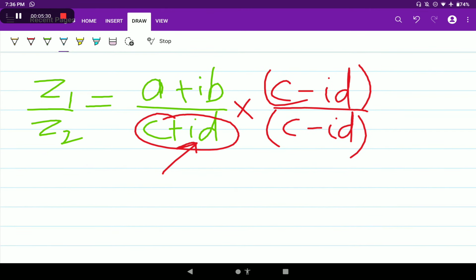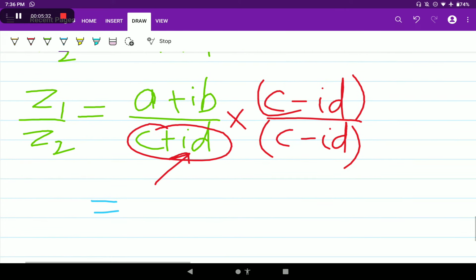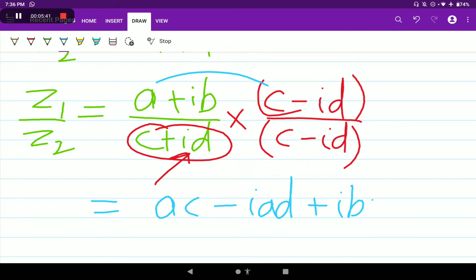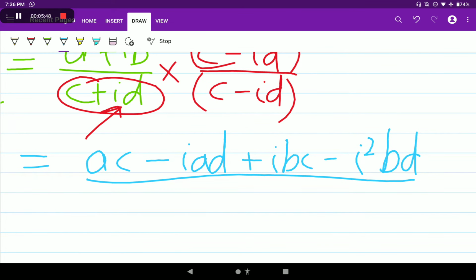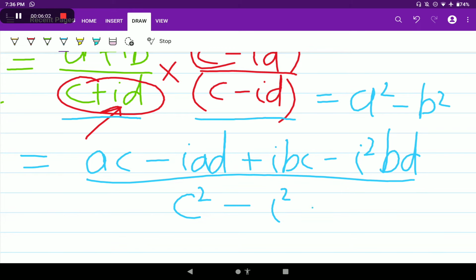So what you will get, multiply here: ac minus iota ad plus iota bc minus iota square bd upon, now here you have c plus iota d and c minus iota d, so using this identity we get c square minus iota square d square. You should know this till now. So c square minus of iota square d square.